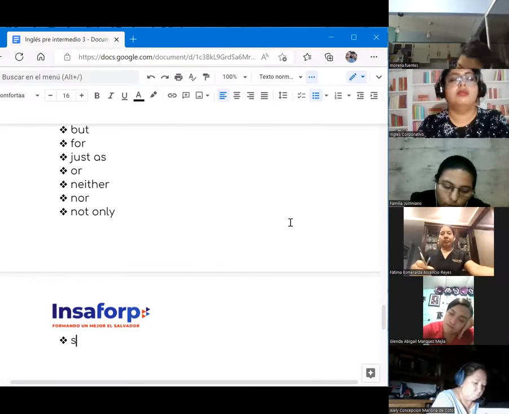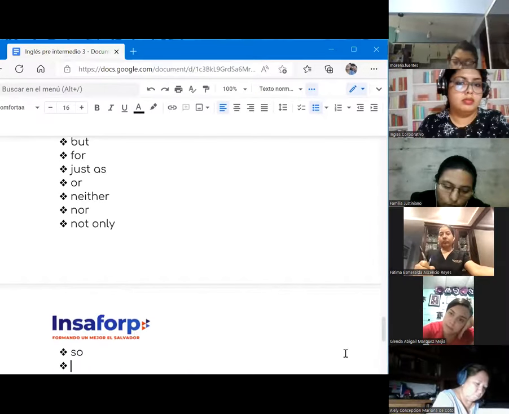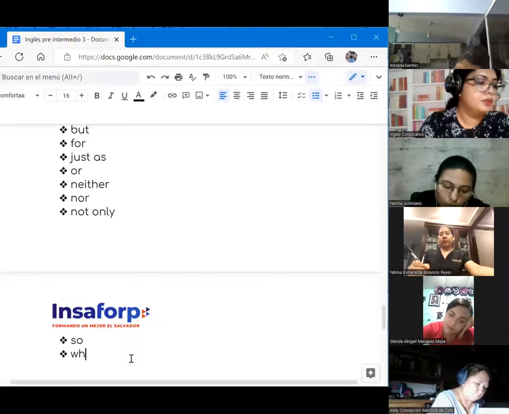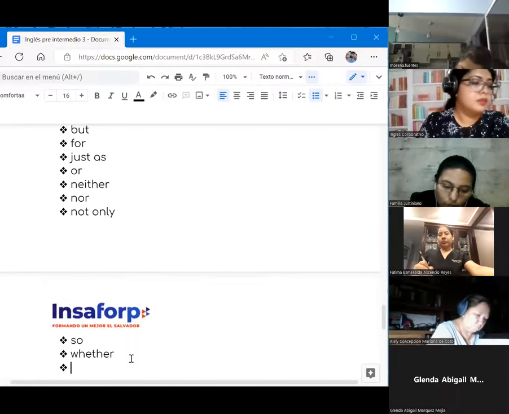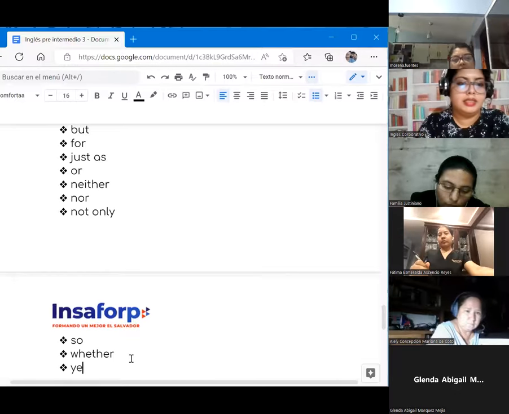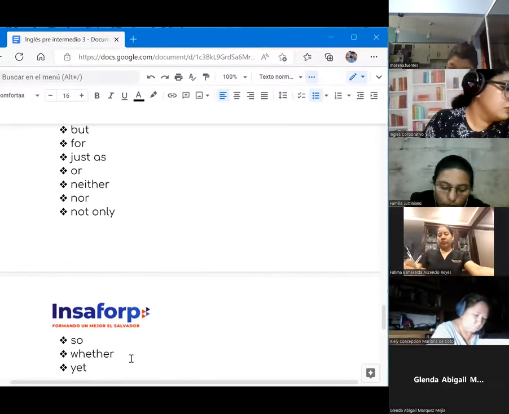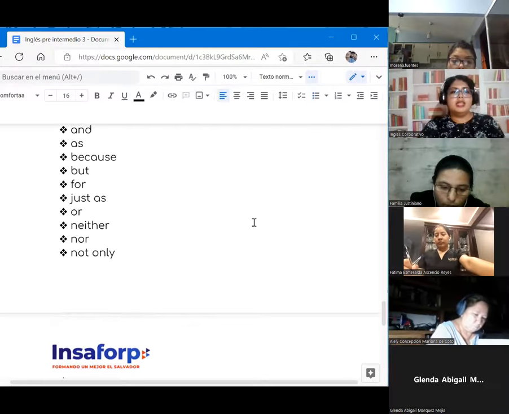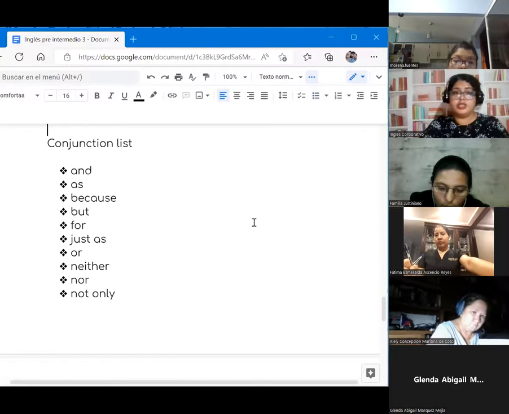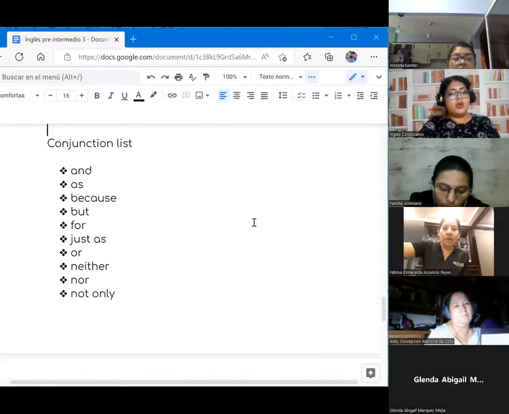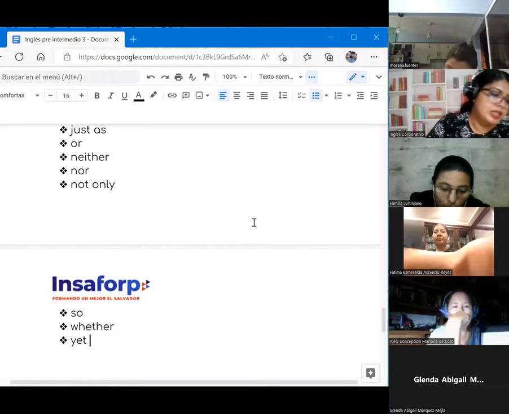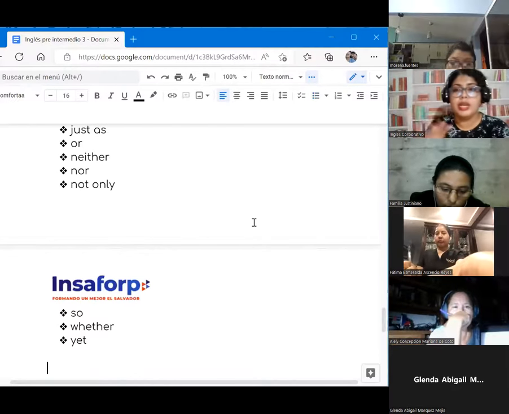Then we have whether, and we have yet. So in this case, we have this list of words that we are going to use as a conjunction: and, as, because, but, or, just as, neither, nor, not only, whether, and yet. And we are going to see some examples with those words.